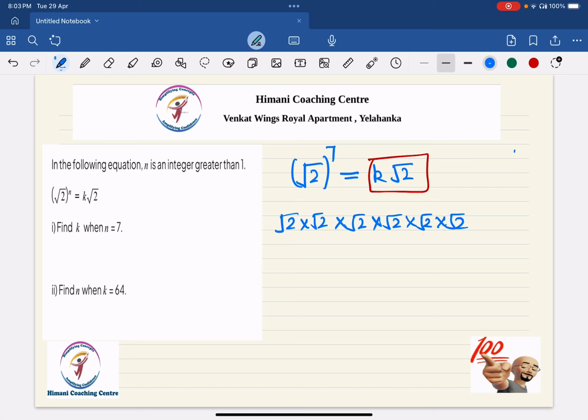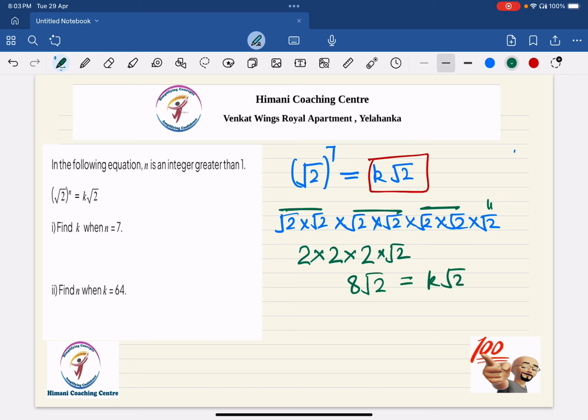And when we do that, now I have got this. We know that root 2 into root 2 will give me 2, multiplied by root 2 into root 2 which will give me another 2, multiplied by root 2 into root 2 will give me another 2, and this is alone so it would be written as this. Now 2 times 2 times 2 is 8 root 2, which is equal to k root 2. So root 2 cancel each other, k equals 8. So that is also one of the ways to solve this.